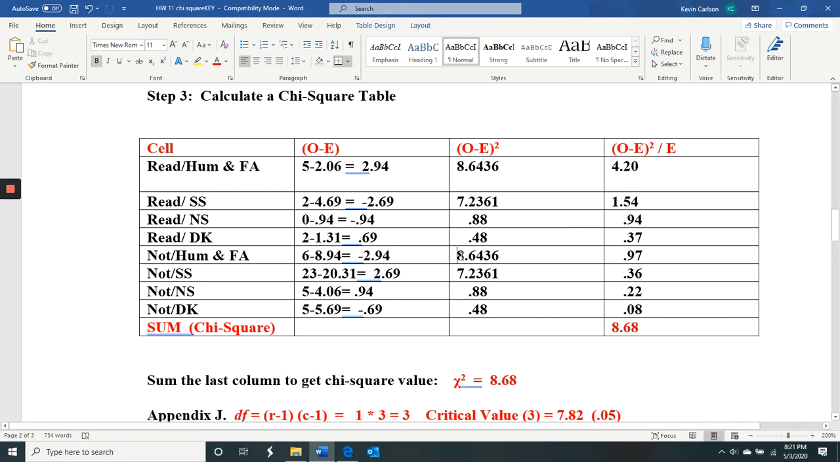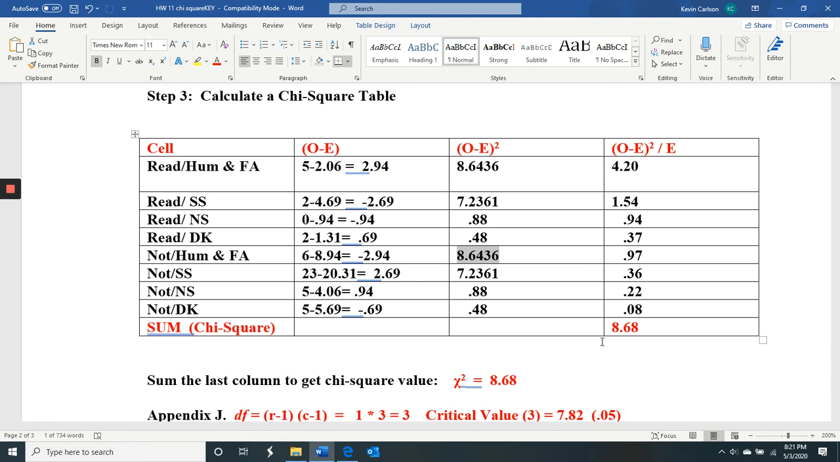2.94 times 2.94 is 8.6436. If you round it up to the second decimal place, that's fine. So there might be some small rounding errors. If you don't have the exact numbers in the end, it's a rounding error. As long as you're within several hundredths of a point, it's a rounding error.